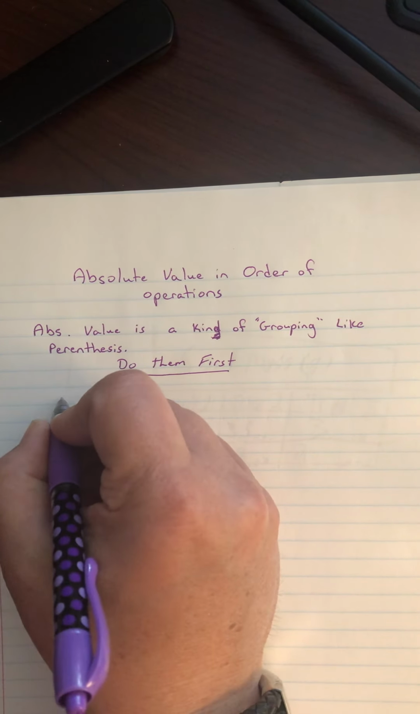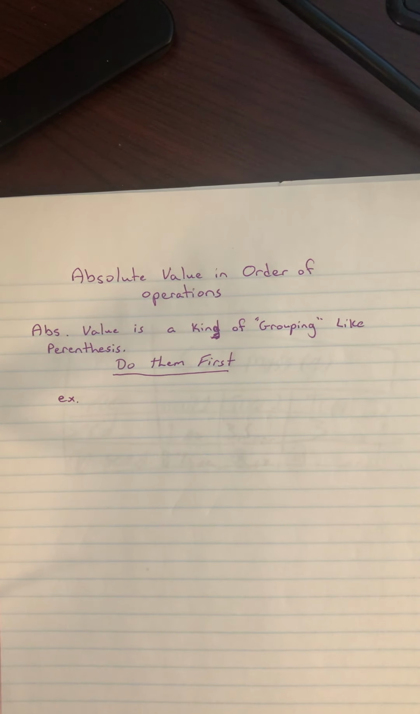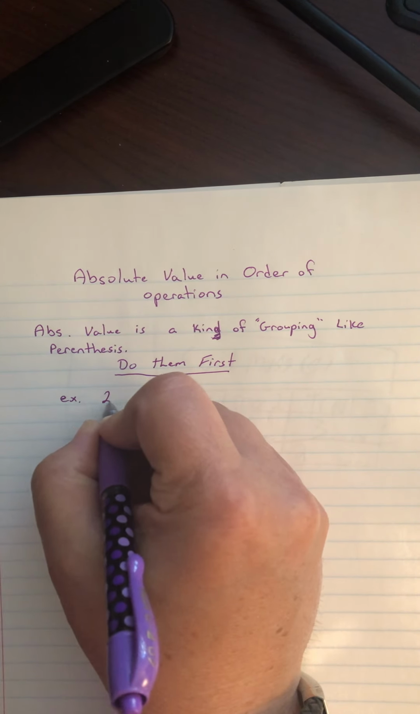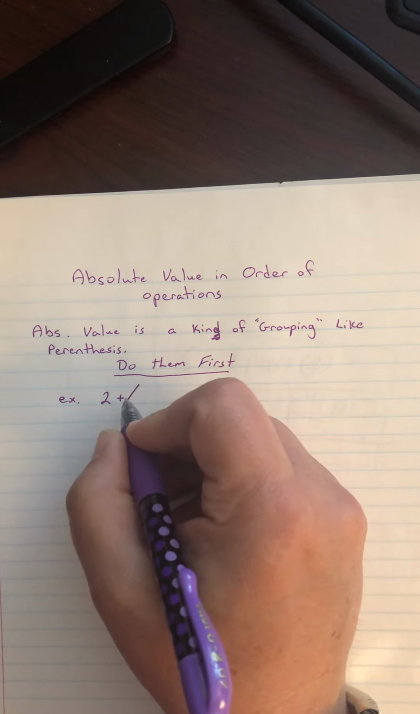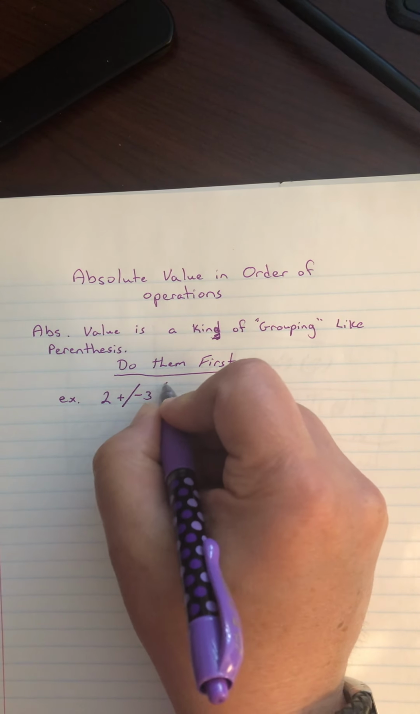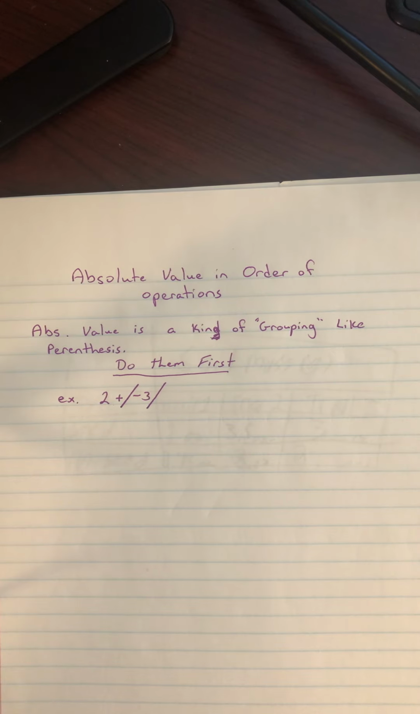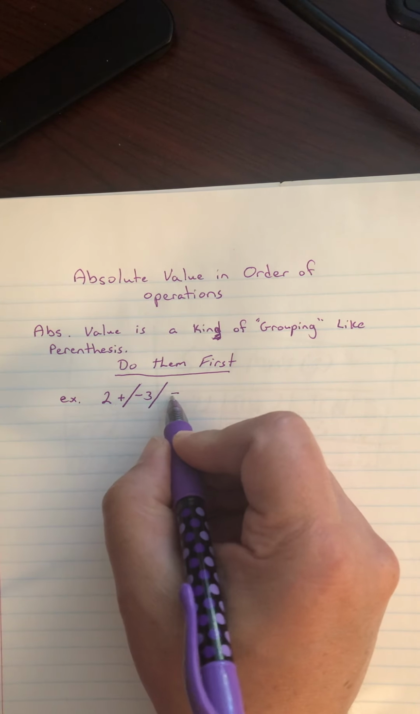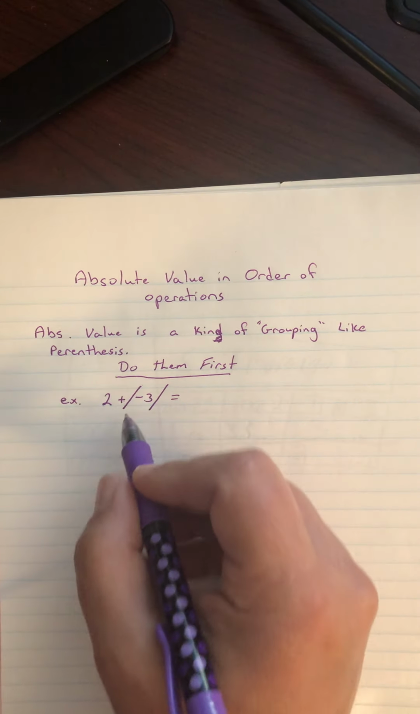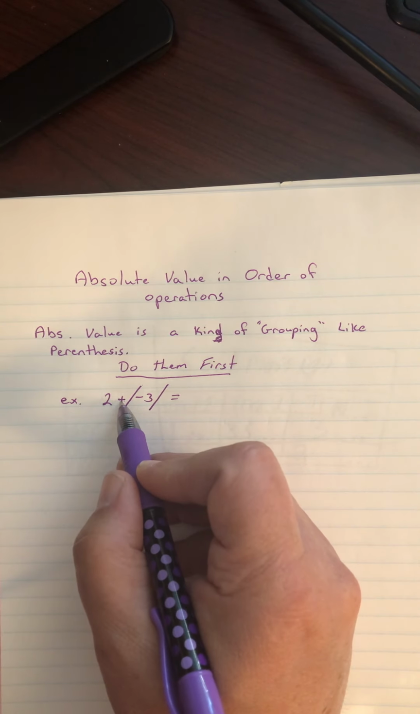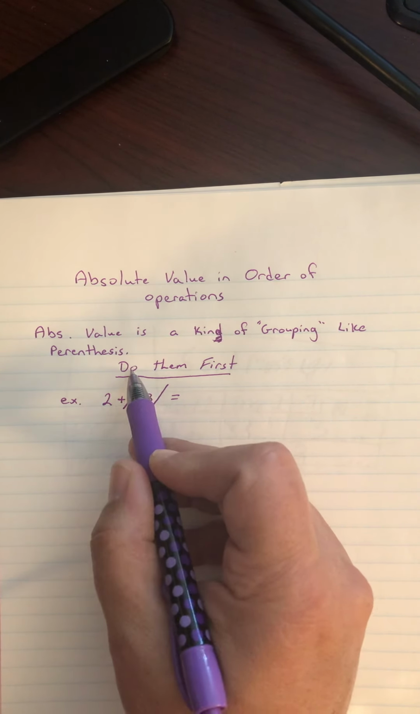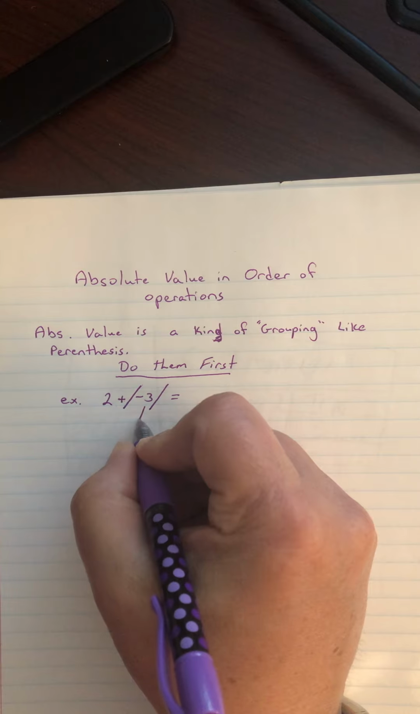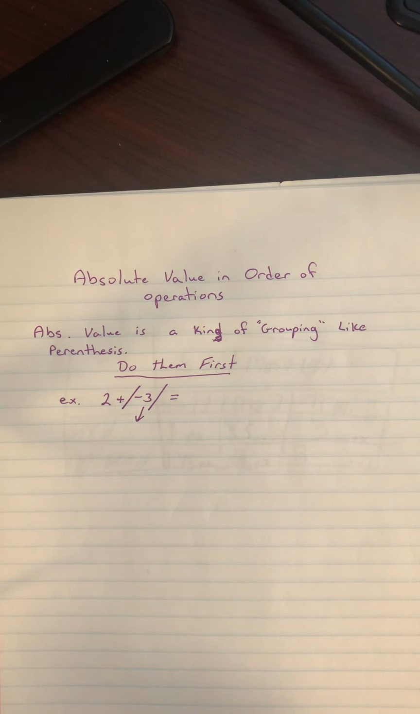So when you see a problem, I'm going to do 3 or 4 problems here and then we'll wrap up. The first is 2 plus, and I draw them nice, big, exaggerated at an angle so that we can clearly see the problem here. 2 plus the absolute value of -3 equals. Well, I got a couple things going on here. I've got an addition problem and I've got absolute value. Do them first. Absolute value is a kind of grouping. So we have to figure out the absolute value of -3.